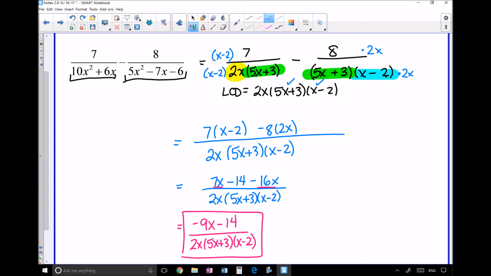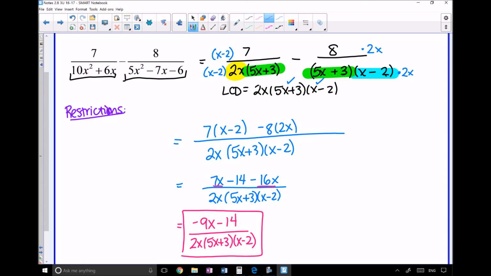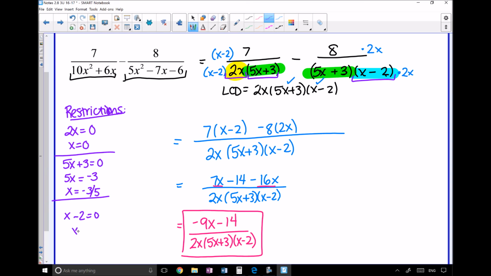Okay, last thing I need to do is find my restriction on my variables. So I can see that I have 2x as a factor, so I set that equal to 0, so that means that x equals 0, okay? Then I set my 5x plus 3 in my denominator equal to 0, because remember, each factor would give me a 0, and I don't want to get 0 in my denominator. Subtract the 3 from both sides, you get negative 3, which means x is negative 3/5. And then lastly, you're going to take x minus 2, and set that equal to 0, so x equals 2.